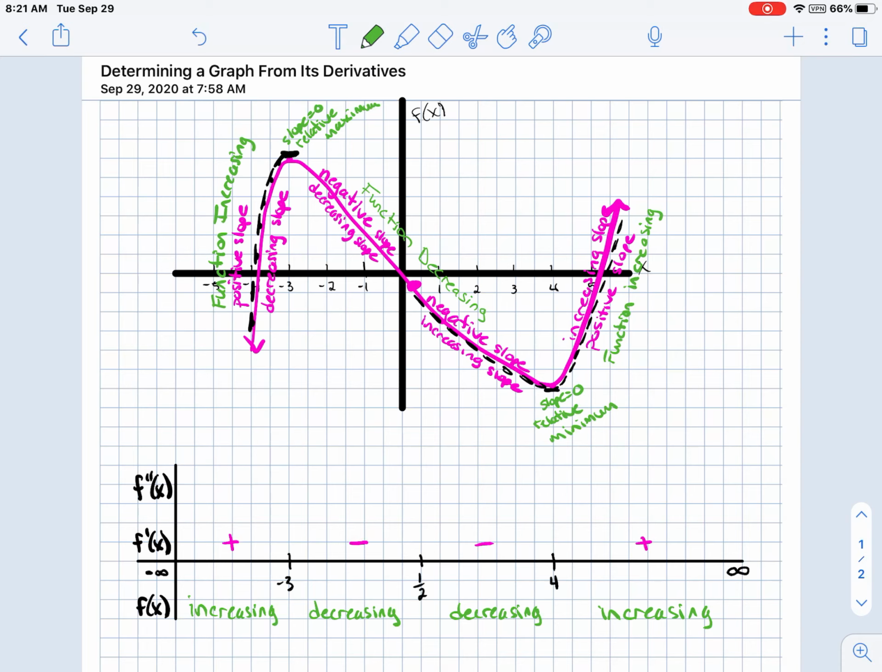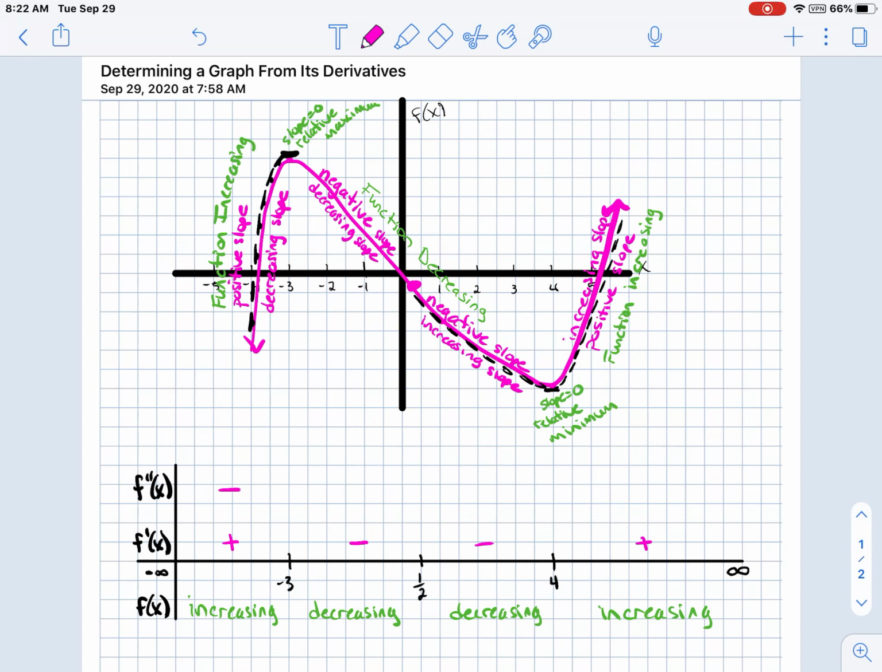Okay, let's talk about how the slopes are changing. So you can see from negative infinity to -3, we see that the slopes are decreasing. They're going from very large positive numbers to 0. So that means the slope of the slope, so the second derivative, will be negative, because if we were to draw the first derivative graph, this first derivative graph would be decreasing on that first part, which means that the second derivative is negative there.